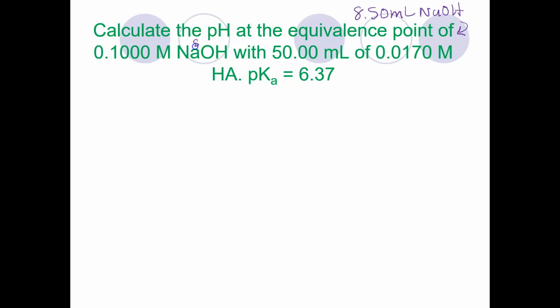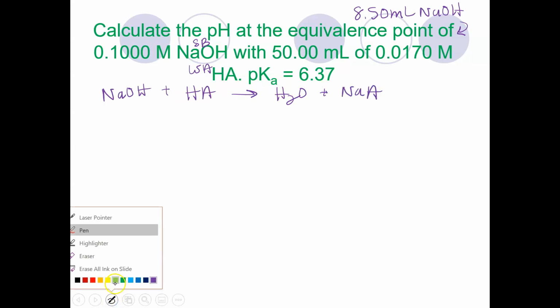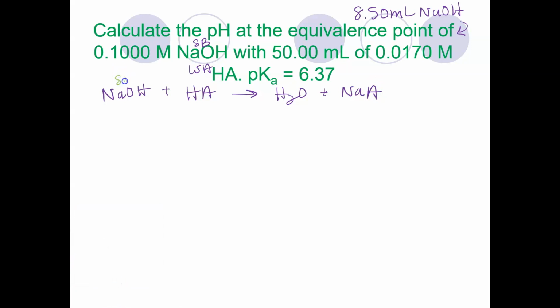Classify our chemicals. NaOH is a strong base. HA is a weak acid. And we're calculating the pH. So now we look at our table, and it's a weak acid, strong base. Step 1 says to write the balanced equation. So NaOH plus HA, arrow, H2O, NaA. Strong base, weak acid, neutral, weak base.